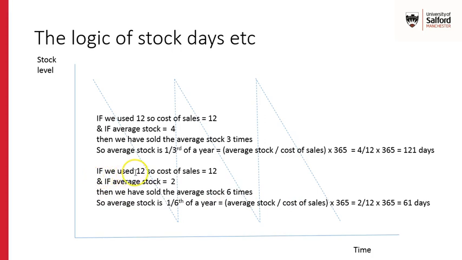If we used 12, same as before, so our cost of sales is the same, but this time our average stock is only 2. Then we've sold our average stock 6 times, so our average stock is now 1/6 of a year. Average stock over cost of sales times 365 is now 2 divided by 12 times 365, so 61 days. So that's a much shorter time period, and doubling up the restocking rate compared to the previous slide. So this is more the orange pattern and this is the blue pattern essentially.